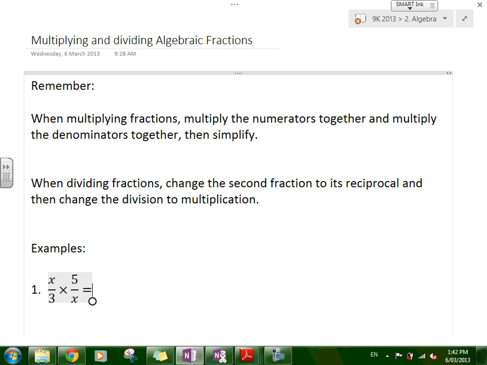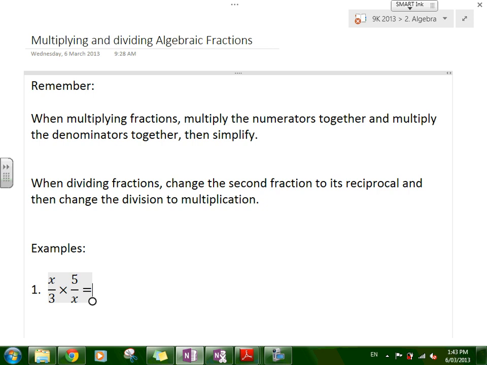Now when you divide fractions, what you do is you change the second one, you flip it upside down, you change it to a reciprocal. If you remember, a reciprocal of a fraction is swapping the denominator and the numerator. And so you swap them around, and then you change the division to a multiplication sign. Alright, so that's the way that we divide.